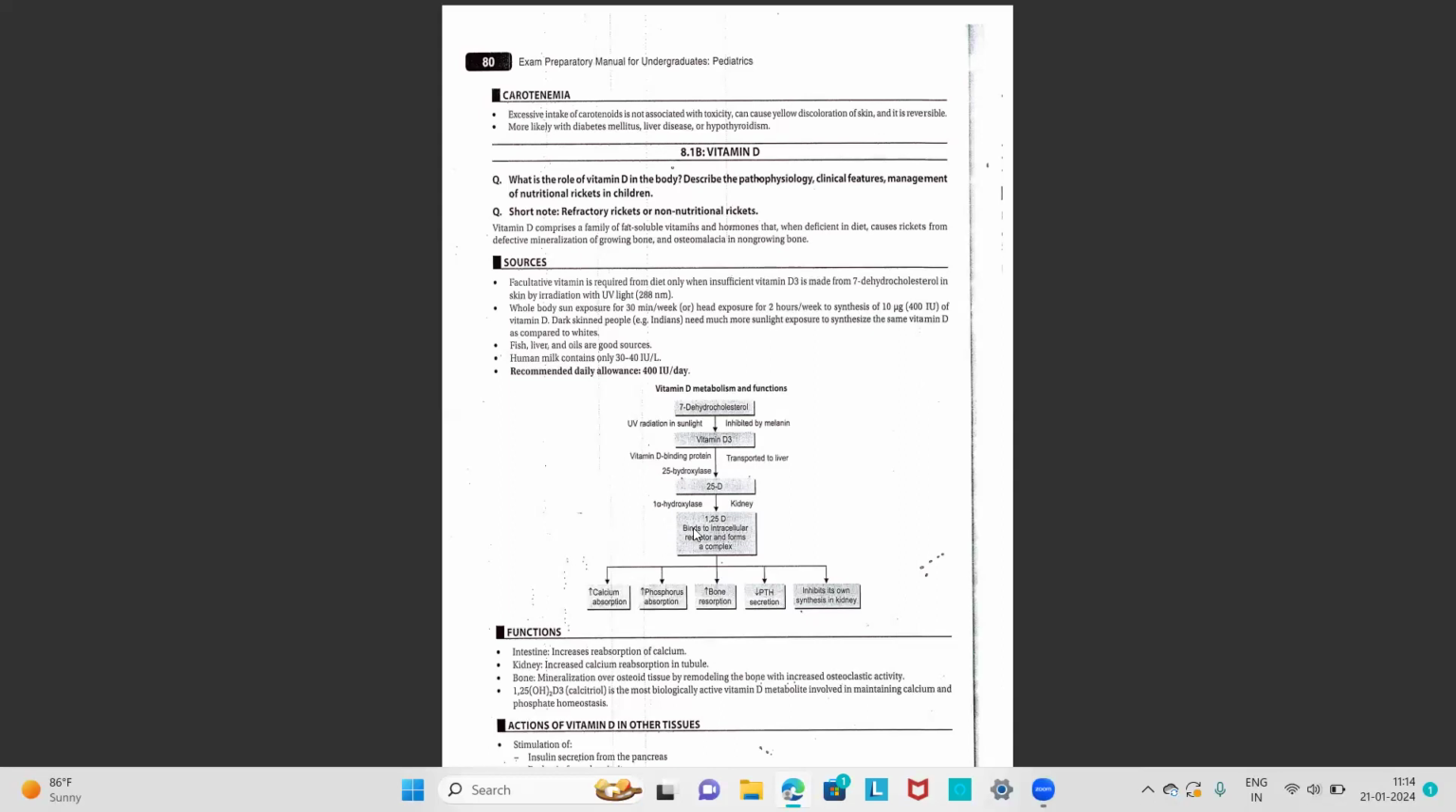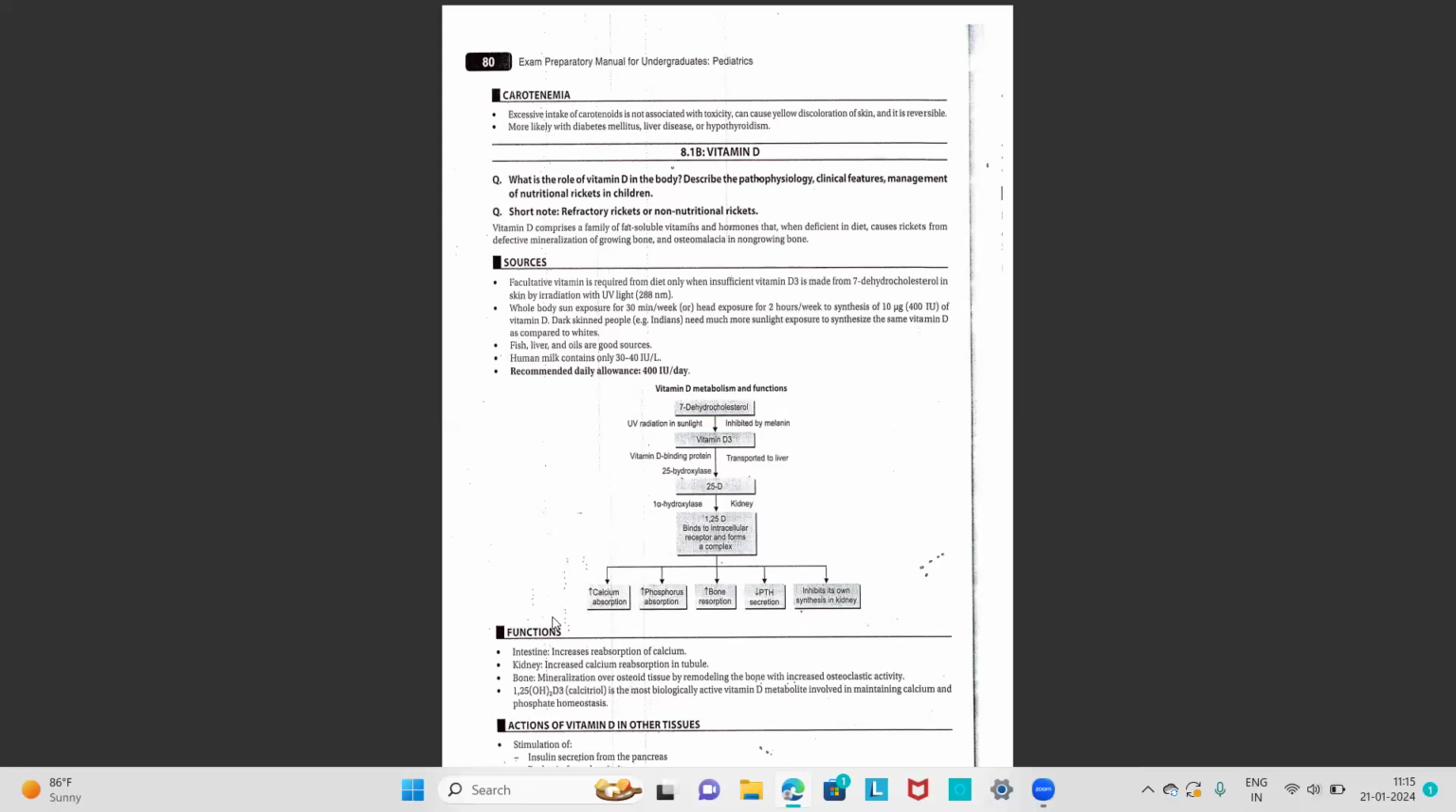This produces 1,25-dihydroxycholecalciferol, which acts as a hormone. It binds to an intracellular receptor and forms a complex that mediates its functions: it increases calcium absorption from the intestine, increases phosphorus reabsorption from the renal tubules, increases bone resorption, and decreases PTH secretion and inhibits its own synthesis in the kidney. These are the functions of vitamin D in our body.